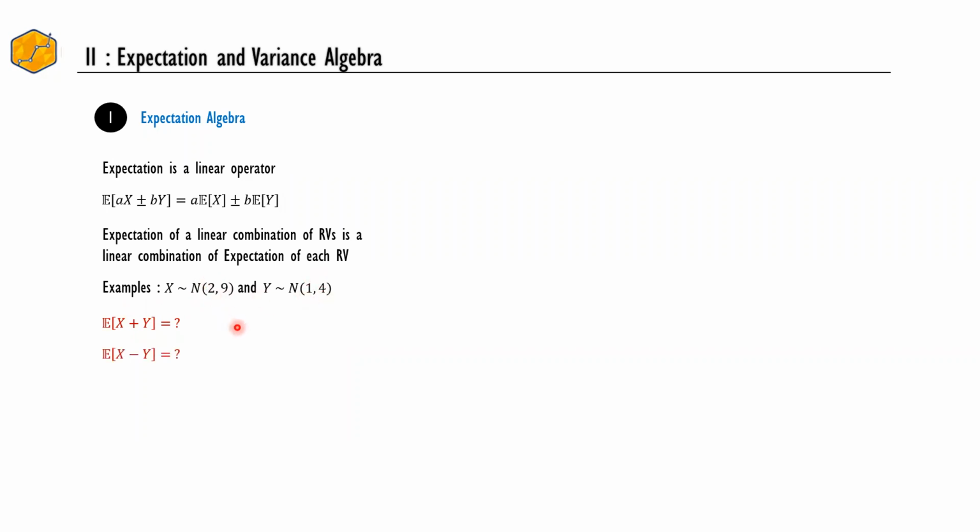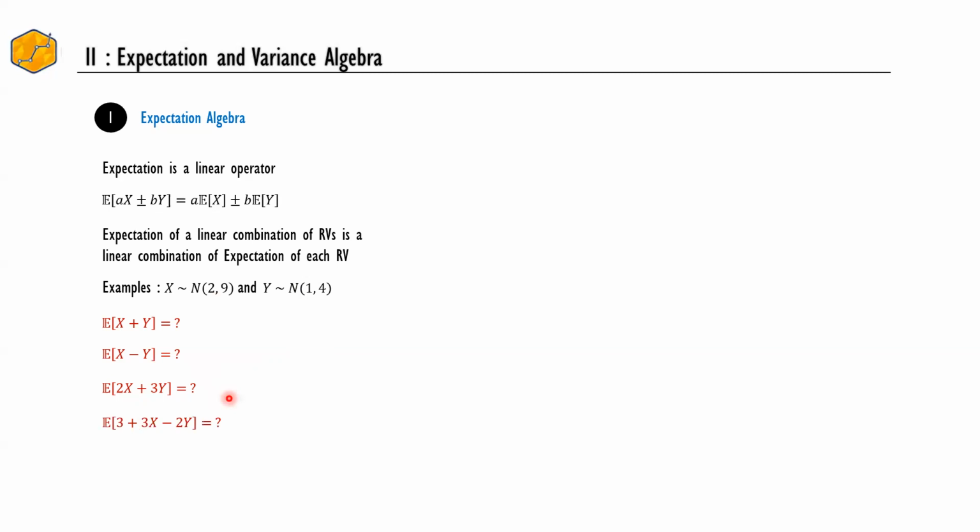Expectation of X minus Y? 1, straightforward. 2 minus 1, that's 1. Expectation of 2X plus 3Y. Now, this is a full-fledged linear combination. What is the answer for this? Seven, right? Straightforward. 2 times 2, 4 plus 3 times 1, 3. 4 plus 3, 7. Perfect.